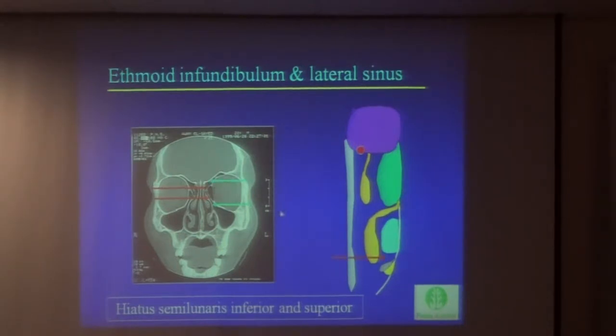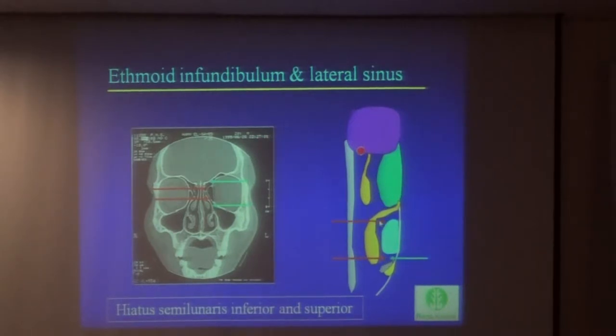In the diagram here, we have again the uncinate and the bulla. This is the hiatus semilunaris inferior and the infundibulum. And this is the hiatus semilunaris superior and the retrobullar recess of the lateral sinus.